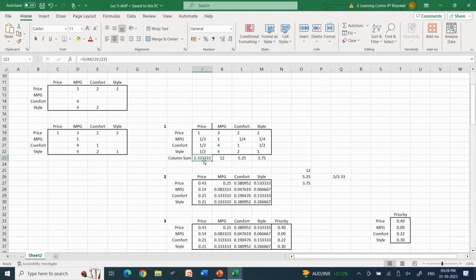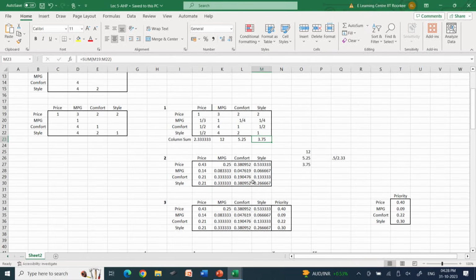Now, after writing the inverse, you will be filling the whole table, the pairwise comparison. First, you have to do the column sum. For example, the price column: 1, 1 by 3, 1 by 2, 1 by 2. So, first I have done the column sum. Similarly, for miles per gallon, column sum. Similarly, for comfort, column sum. Similarly, for style, column sum.